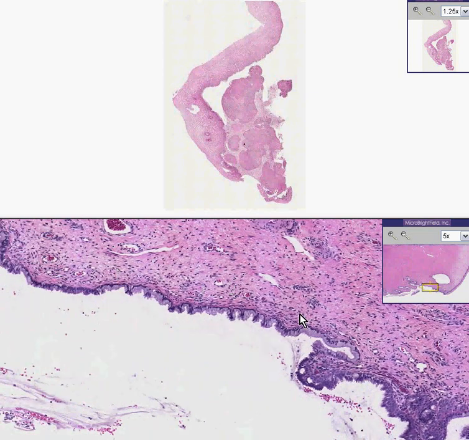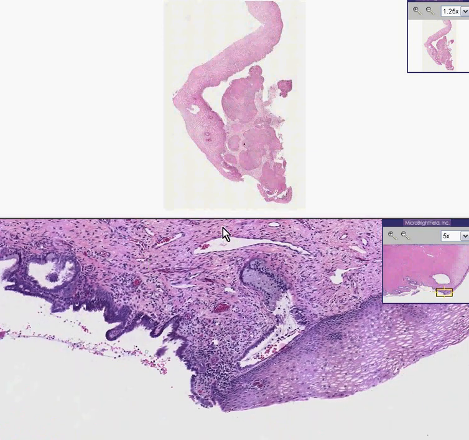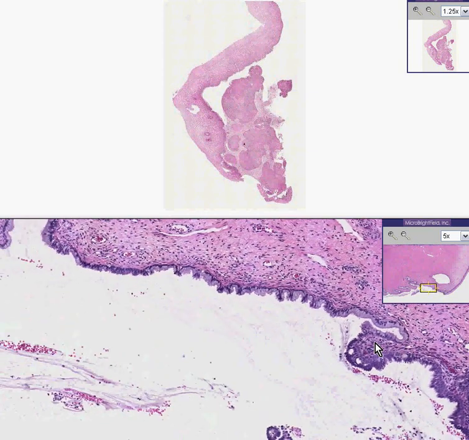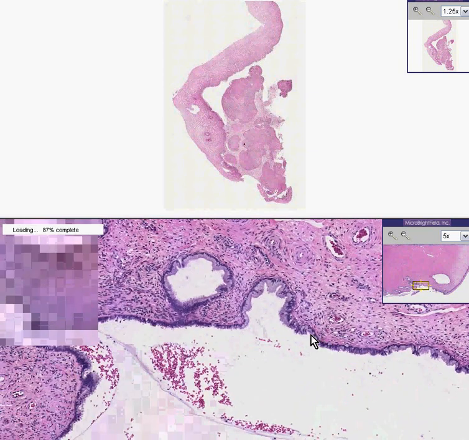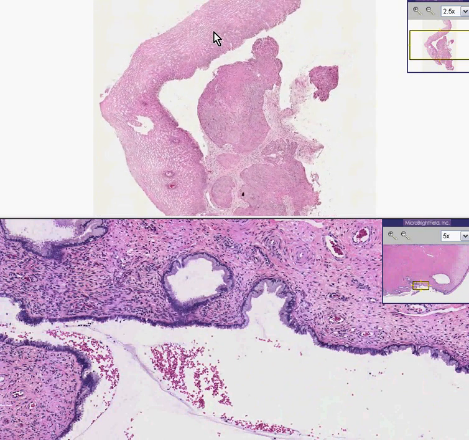Notice how these columnar cells are nice. Notice that there seems to be a nice line of demarcation here from the squamous side to the columnar side. And when you go along the columnar side, you don't see little nests of squamous metaplasia either. Let's look at the upper lesion because we have a problem here, Houston.